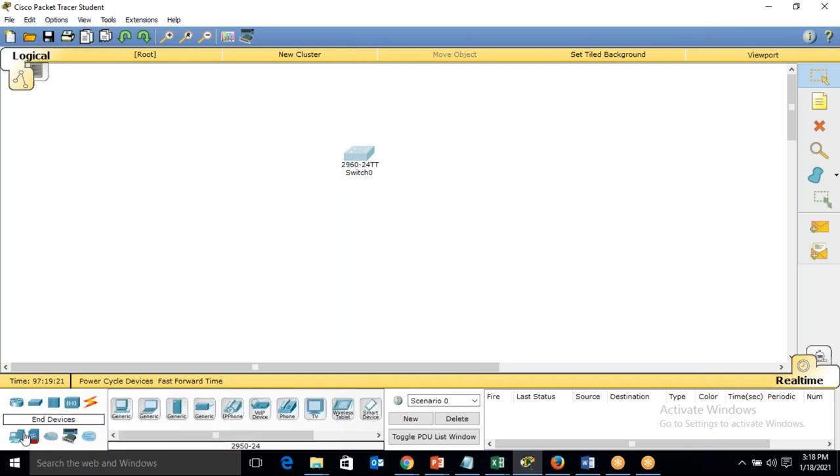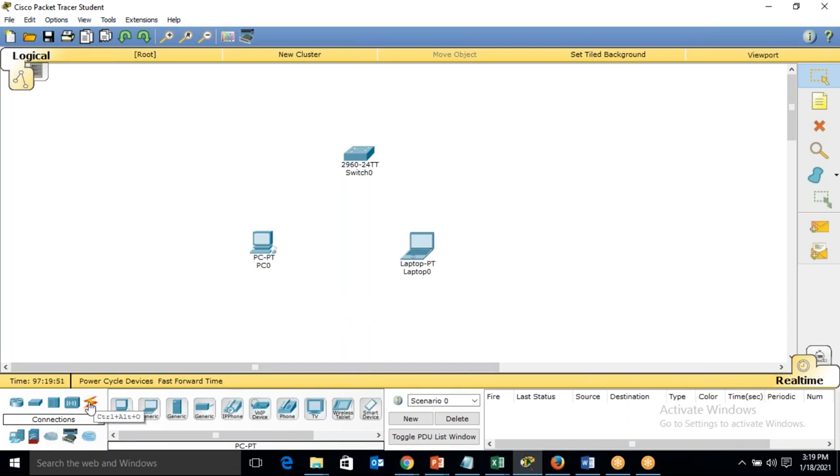If you click on this, you can get the different end devices that we can use in the company. There is computer, laptop, server, printer, IP phone, voice IP phone, normal phone, TV, wireless tab, and smart devices. You can get all the things over here in the end device. For now, I will be taking two end devices, that is one computer and one laptop. And here you have a connections part.